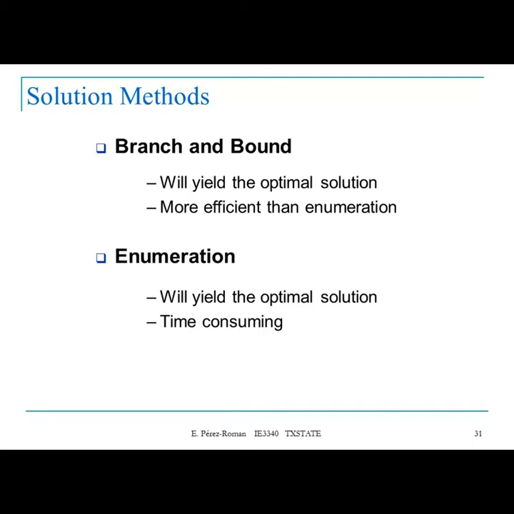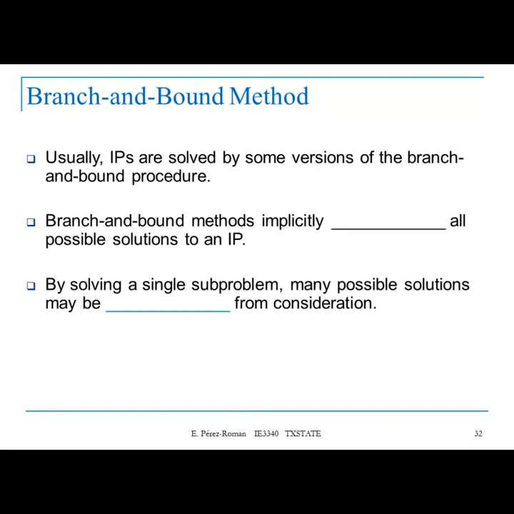But that process of enumerating all the options will give you a hard time, and you're going to spend a lot of time trying to find the optimal. So enumeration is an option, but it's not the most efficient option. It's very time consuming. A couple of people have come up with strategies. One of them is called the branch and bound method. Usually IPs are solved by some version of the branch and bound procedure.